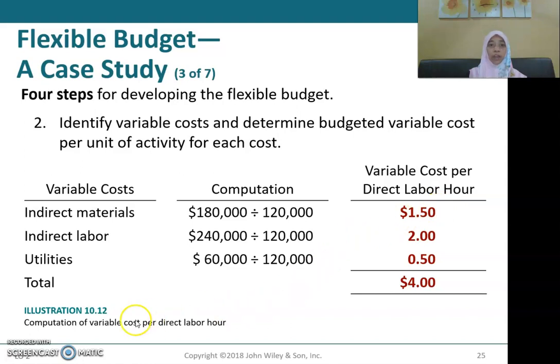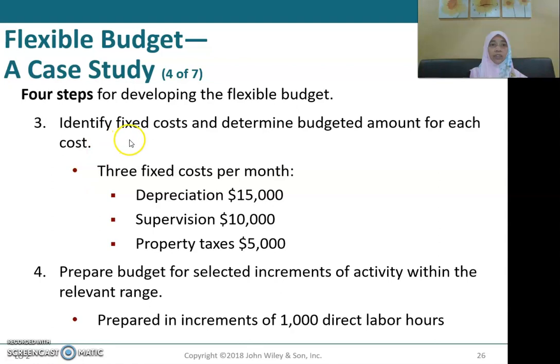So once you have done that, then you go for the third step. That is, you identify the fixed cost and determine the budgeted amount for each cost. The fixed cost will remain the same. So your depreciation will be 15,000, supervision 10,000, and property tax 5,000.